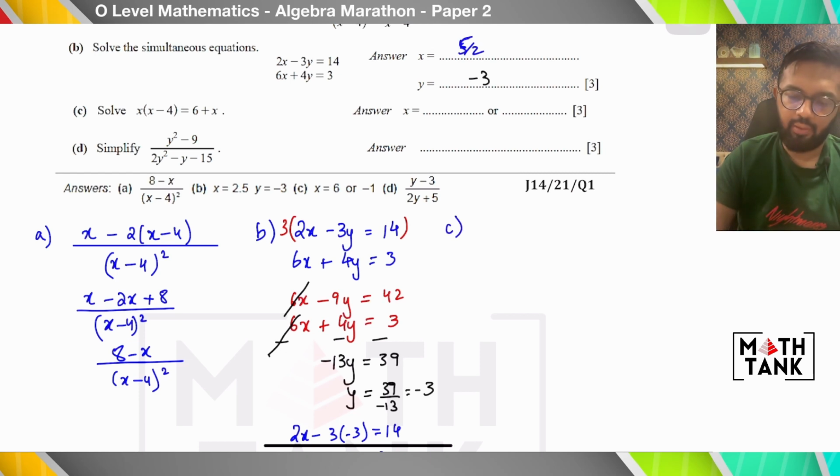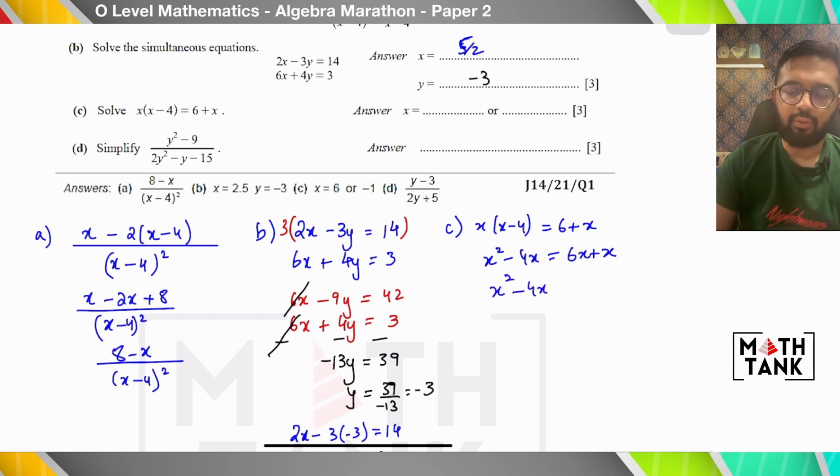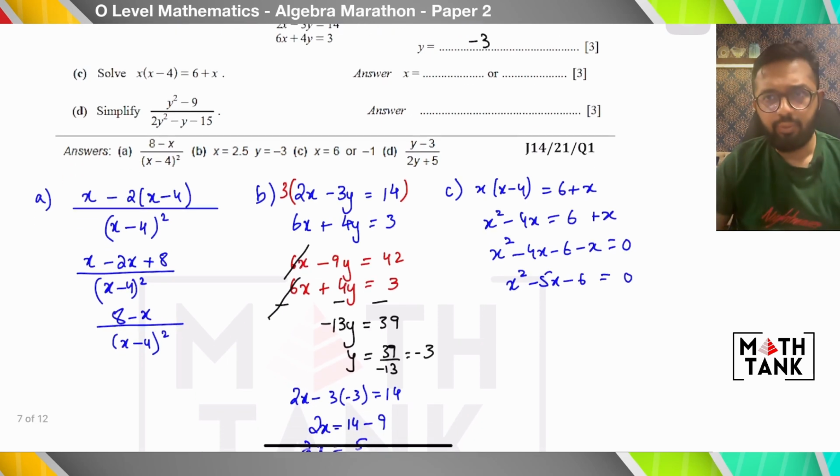Part C. x into x minus 4 equals 6 plus x. So x squared minus 4x equals 6 plus x. I have a feeling this is going to turn into a quadratic equation. So I get x squared minus 5x minus 6. I can either factorize this or put it into the quadratic formula and solve it. Both are going to give me the same answer.